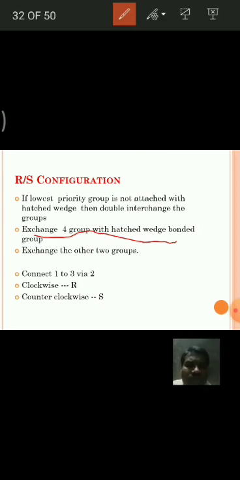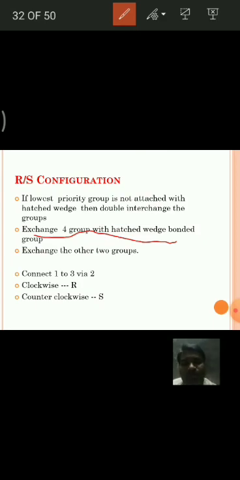Again connect 1, 2, 3 via 2. If it is clockwise, then configure as R. If it is counterclockwise, configure as S. That means if the least priority group is not attached with hatched wedge bond, then exchange two pairs of groups, so that the least priority group is attached with hatched wedge.